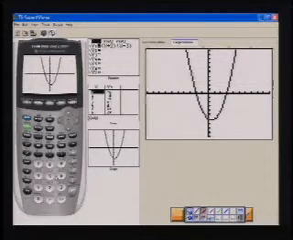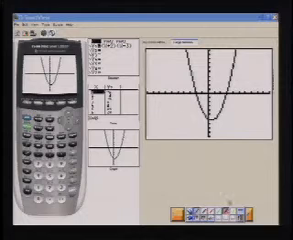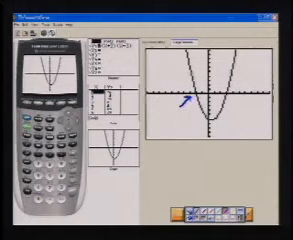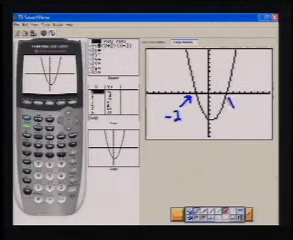And we can see that it looks like it has two roots. It crosses the x-axis twice. Once here, seems to be at -2, and another time right here seems to be at 3.